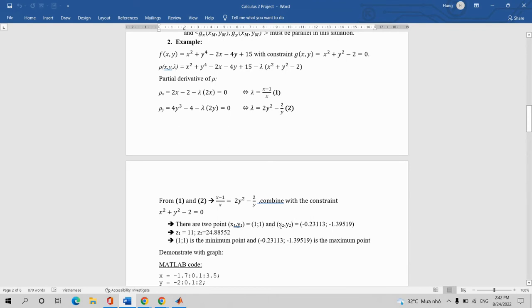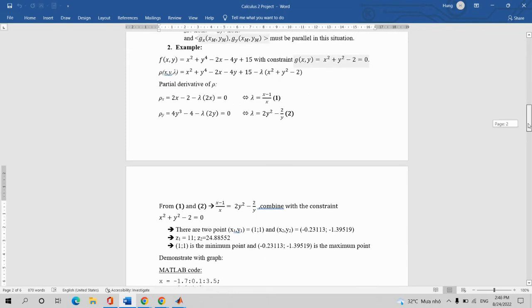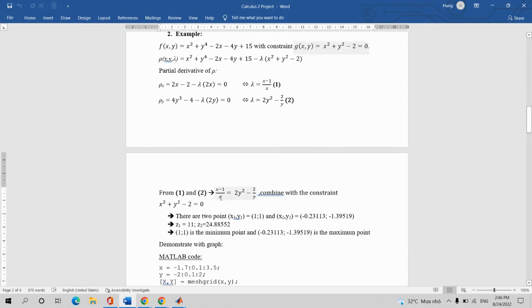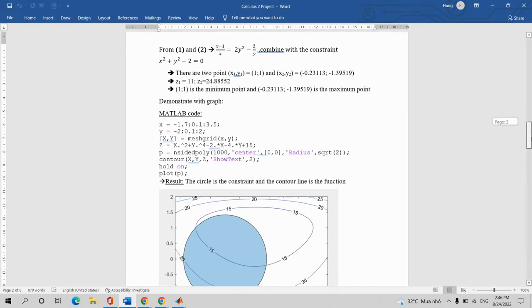and x2, y2 equal to minus 0.23113 and minus 1.39519. So z1 equal to 11 and z2 equal to 24.88552, and z2 is a lot bigger than z1, so z1 is the minimum point and z2 is the maximum point. So we move on to demonstrate with the graph.